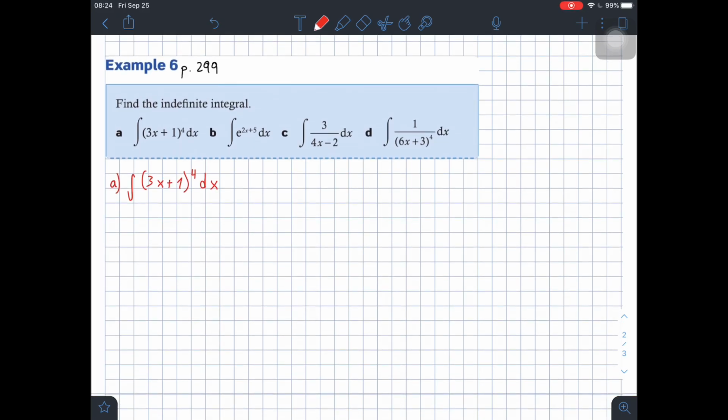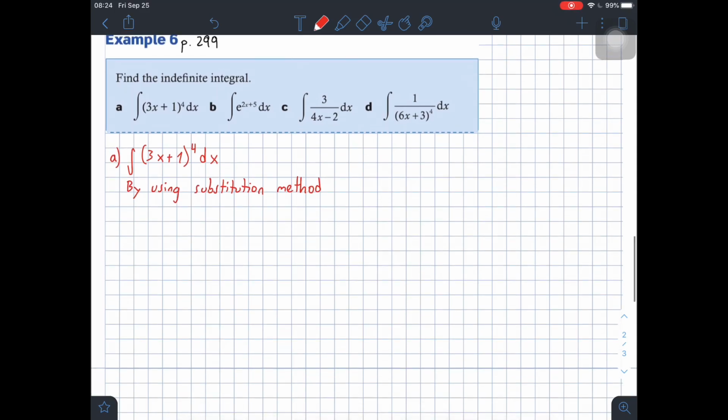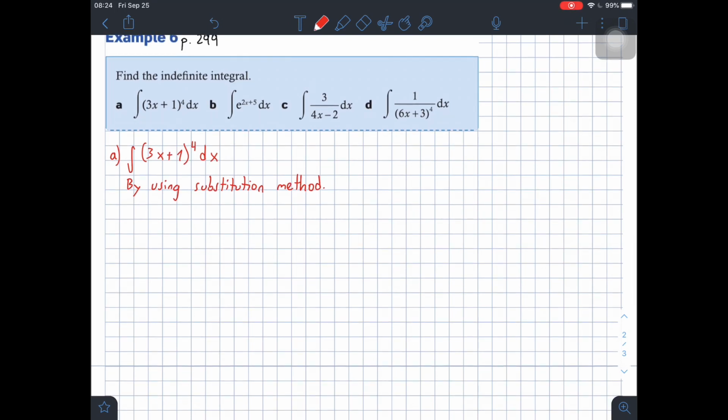So I'm going to write here, by using substitution method. The substitution method is kind of similar to the chain rule, as I told you. What we do first is we define a variable u. We do a change of variable according to what we need to do, right? So in this particular case, I'm going to define u, our new variable, as whatever I have inside the parentheses, which would be 3x plus 1.